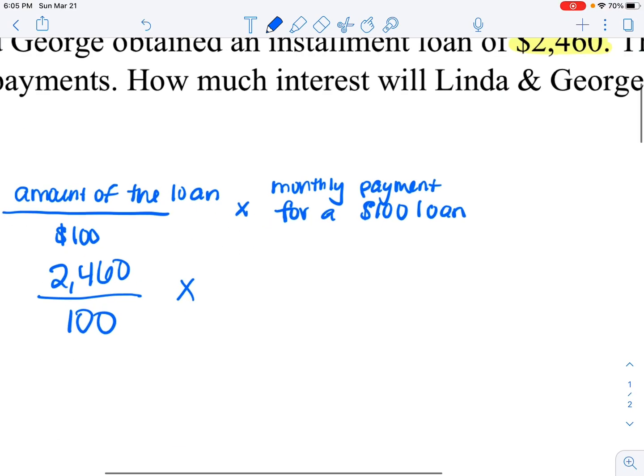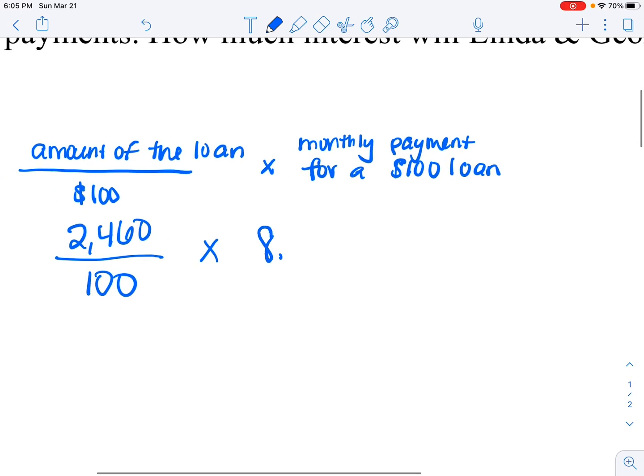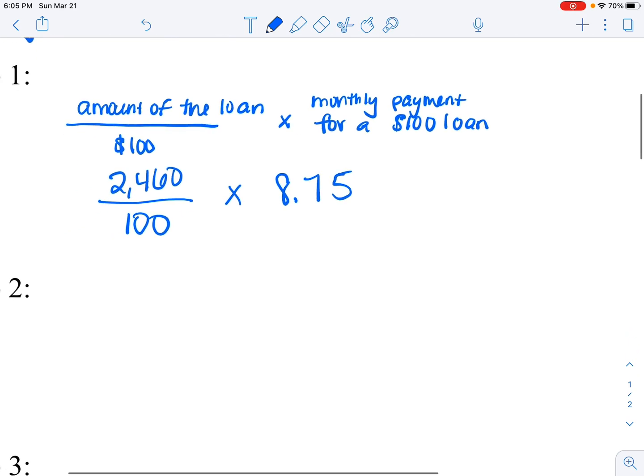So that's what we're going to fill in here, 8.75. Okay, and we now need to do the math. Thankfully, we have a calculator for that. So I'm going to pull up the calculator.